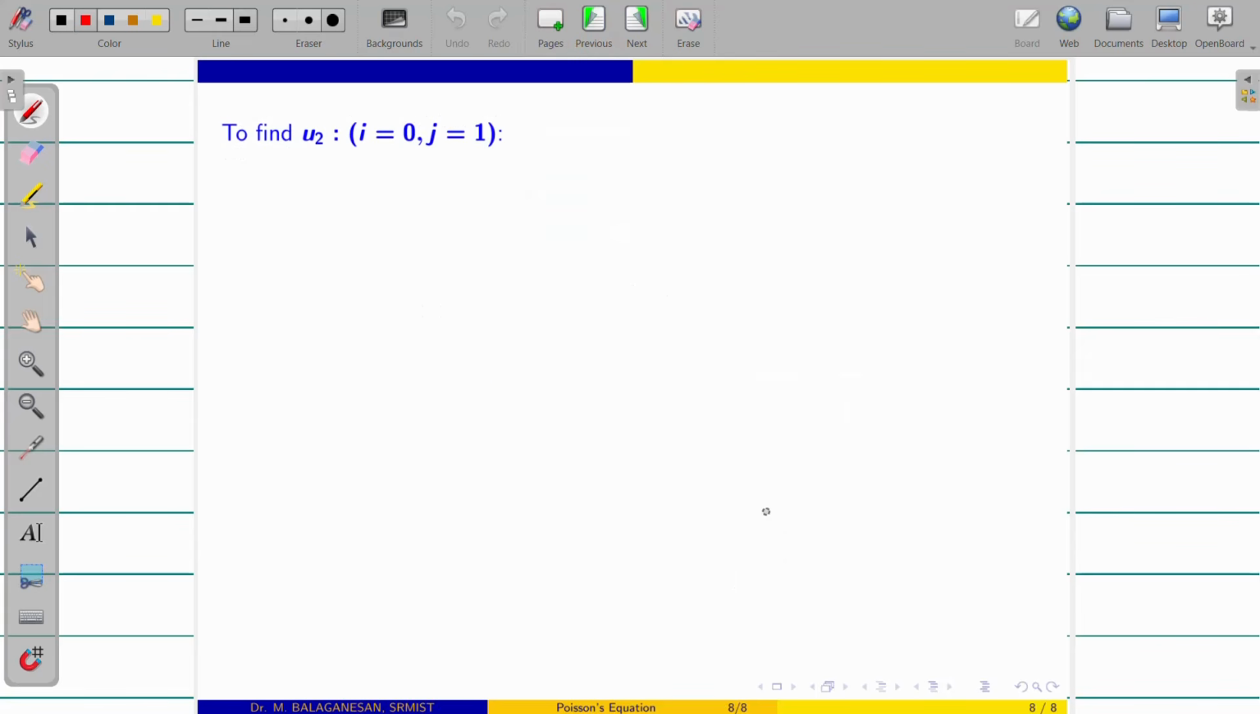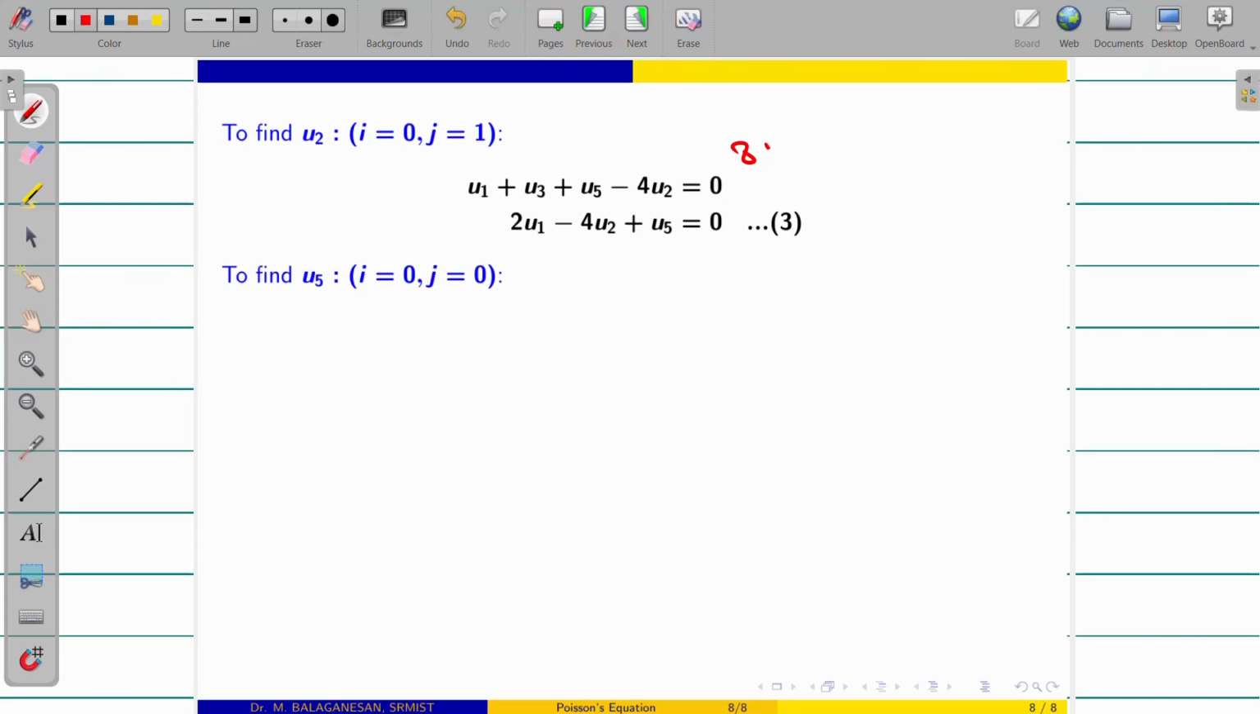Similarly, proceed for another one. u2 position i 0, j 1. Right hand side 8 i square j square you will get. So i value 0, j value 1, it will be 0. Again, u5, i value 0, j value 0. So right hand side 8 i square j square will be 0. u2 equal to u4 equal to u6 equal to u8. That's why 4 times of u2 minus u5 equal to 0.